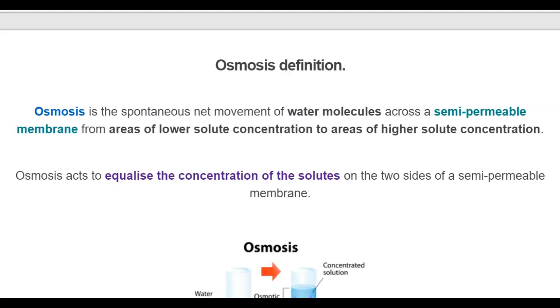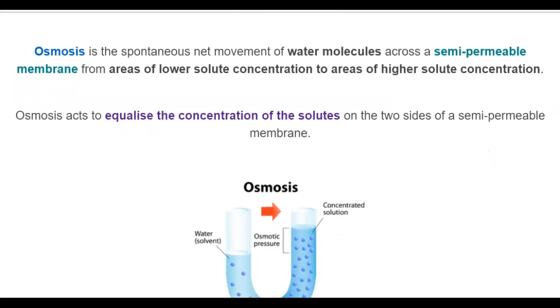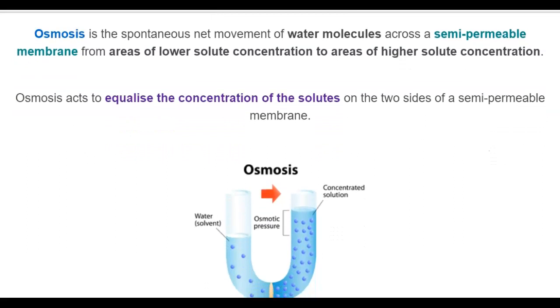So, what is the definition for osmosis? Osmosis is the spontaneous net movement of water molecules across a semi-permeable membrane from areas of low solute concentration to areas of high solute concentration. So let's break that down a little bit and review what these words mean. So spontaneous means no energy is required.